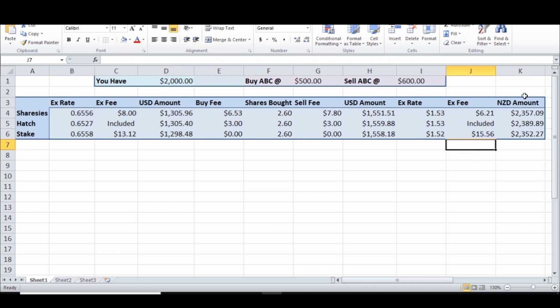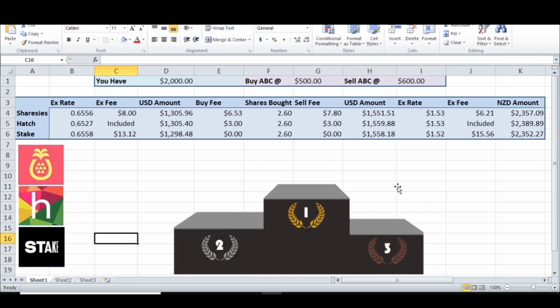So now we come up to our final column, which is how much you have made. Now remember, we started with 2,000 New Zealand dollars, and this is the amount in New Zealand dollars we ended up with. And just to make things interesting, let's bring a podium to see who the winner is. Okay, so I have brought a podium in just to make it more colorful and interesting.